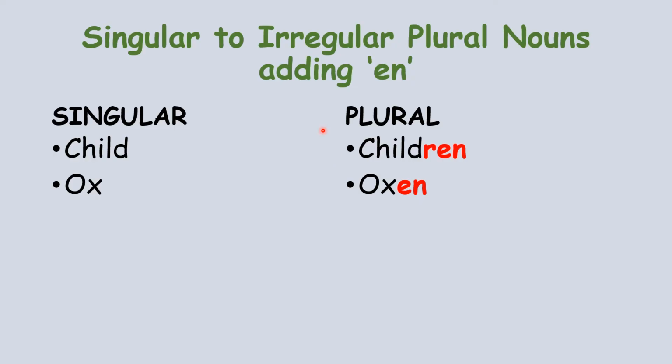Children. As for the word ox. Ox is singular, only one. To make it plural, you need to add the letters E and N at the end of the word and it will become the word oxen. I repeat myself, singular child, plural will be children, singular ox, plural will be oxen.